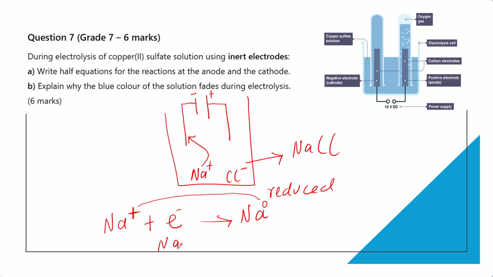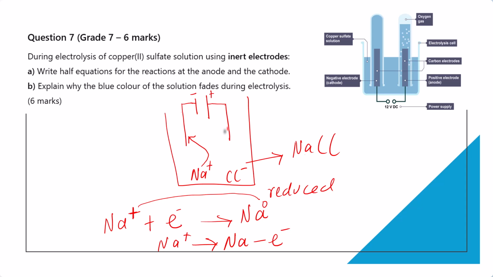Now, I can take this electron to the other side, and this plus becomes minus. So this is still the same equation. So that's what's happening at the cathode. The cathode is the negative terminal.